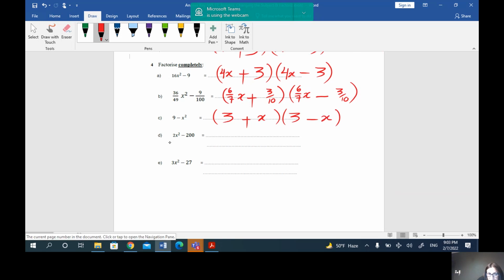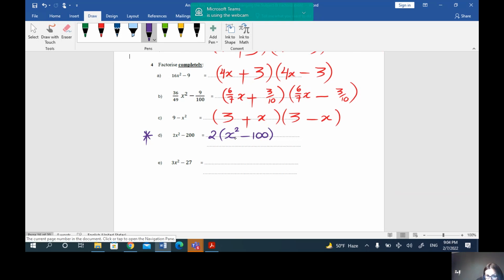2x squared minus 200. Here we have two steps of factorization. So, can we get the 2 out? Factorize the 2, open the bracket, it will be x squared minus 100. So this is step number 1.